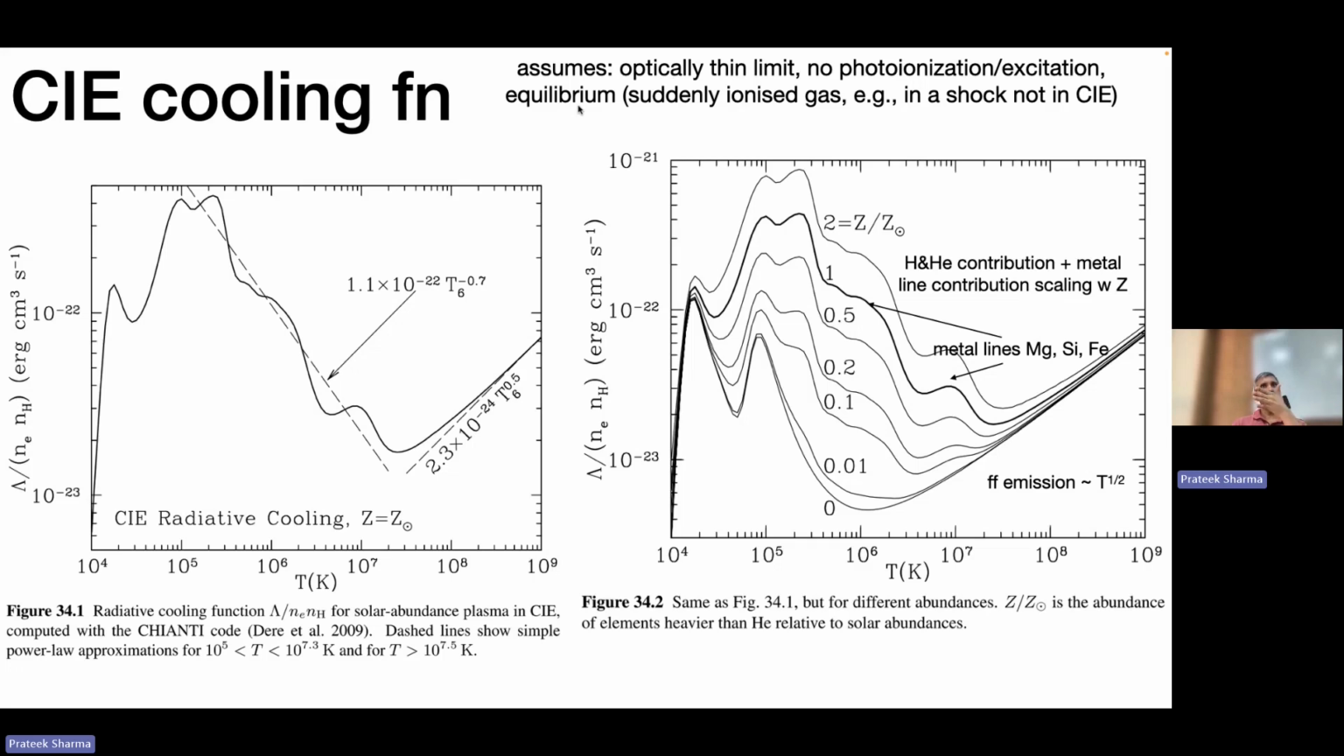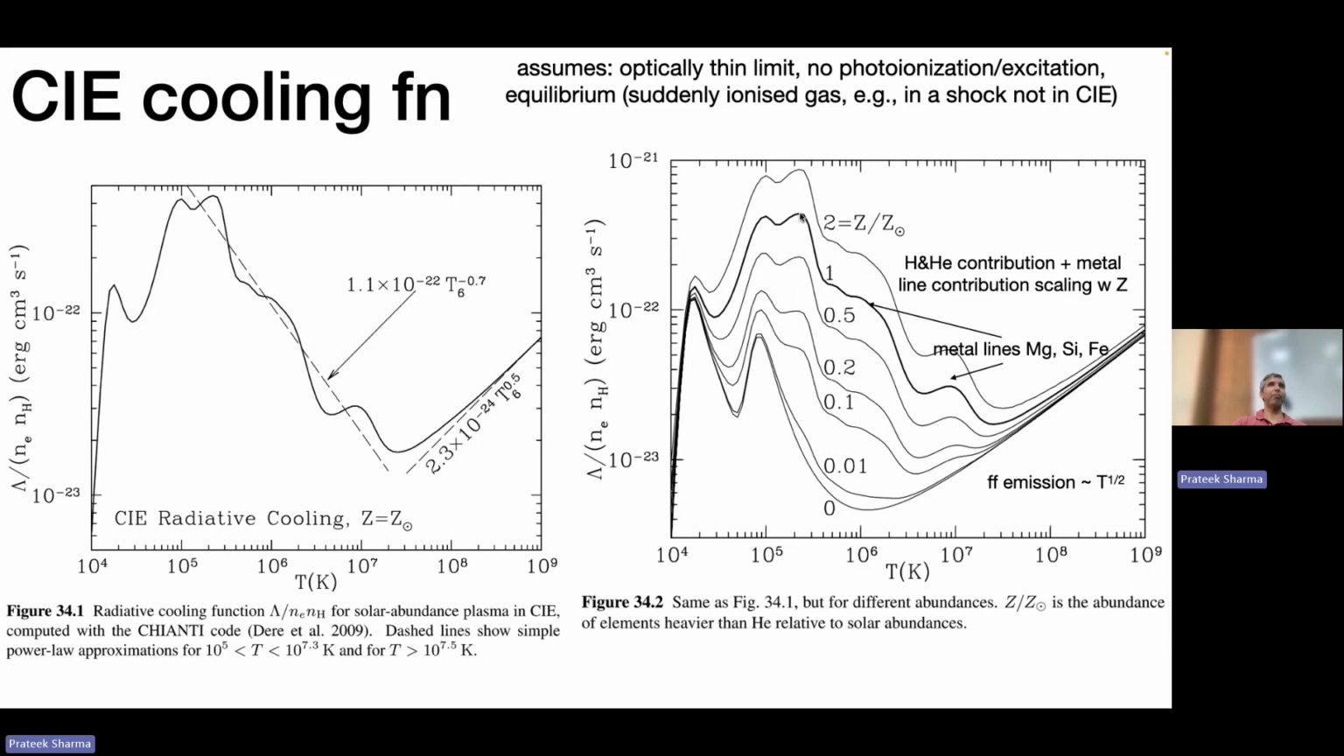So for example, if you have a shock passing through the gas, the timescale over which a shock passes is very short compared to recombination time. So in those conditions, the gas need not be in equilibrium. It can be out of equilibrium, and it can be over-ionized, because it has not had time to recombine. So you can have those conditions in shocks. The other thing to notice is that these ion lines, these metal lines, increase with metallicity.